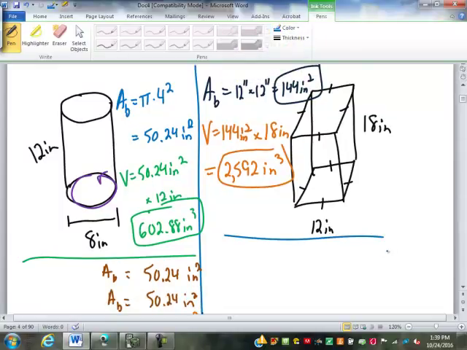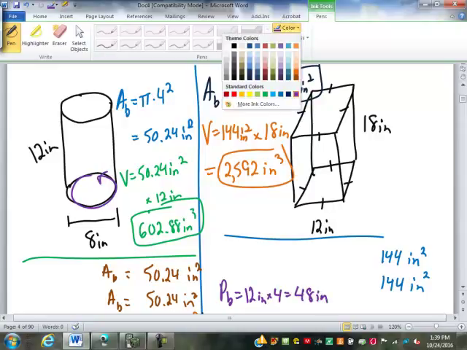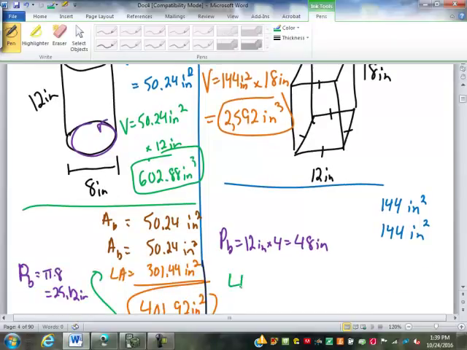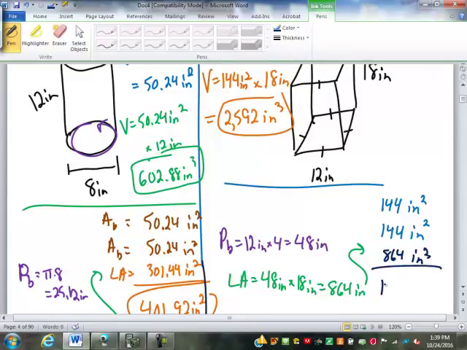For surface area, we need to find 144 plus 144, that's our two bases. The perimeter of our base is 12 inches times 4, or 48 inches, or 12 plus 12 plus 12 plus 12 if you prefer. Lateral area is 48 inches times the 18 inches of height, otherwise known as 872. No, it's not. 864 inches squared. Is that correct? Okay, so that makes this 1,152 square inches our surface area.